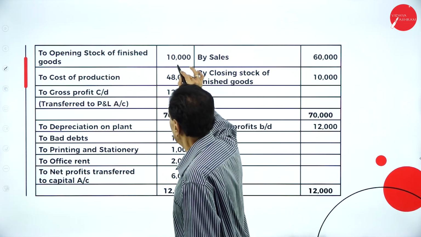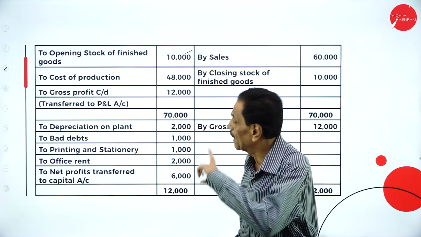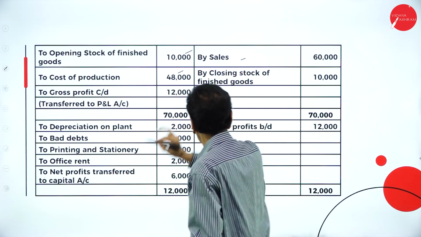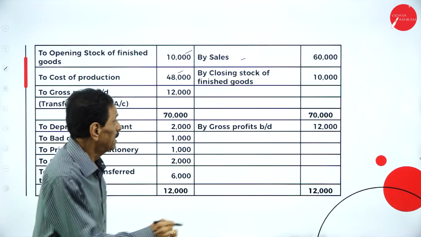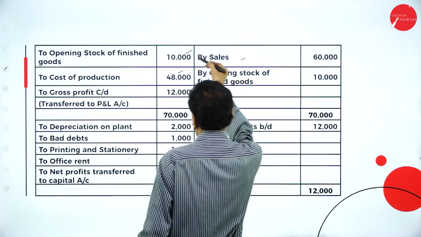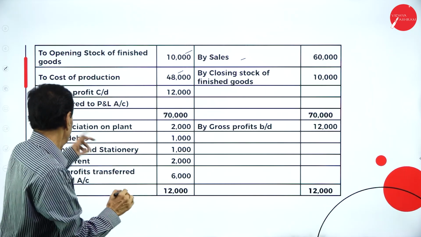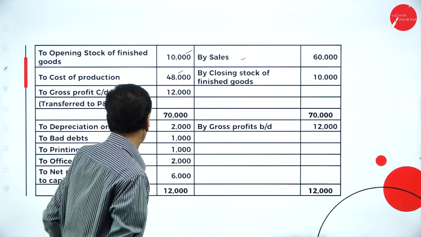Opening stock of finished goods 10,000. Cost of production, that is from the manufacturing account, 48,000. This is sale of finished goods, 60, plus closing stock of finished goods from the adjustment, 10, making 70,000. Difference is 12,000, which is the gross profit. Here, carried down, it has been brought down 12,000.